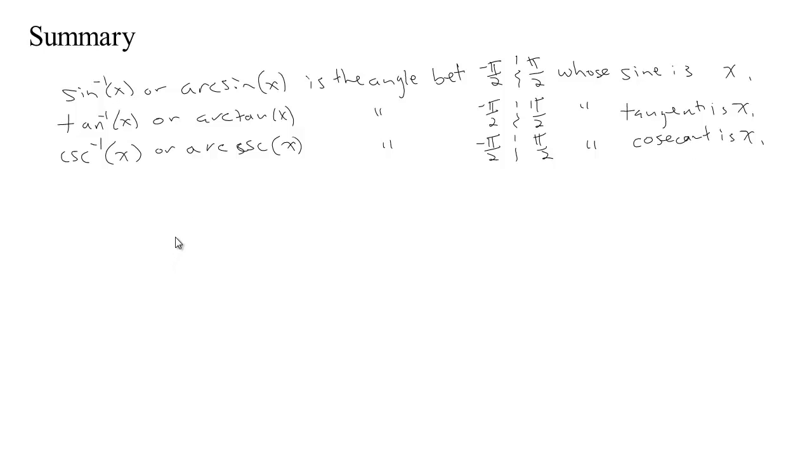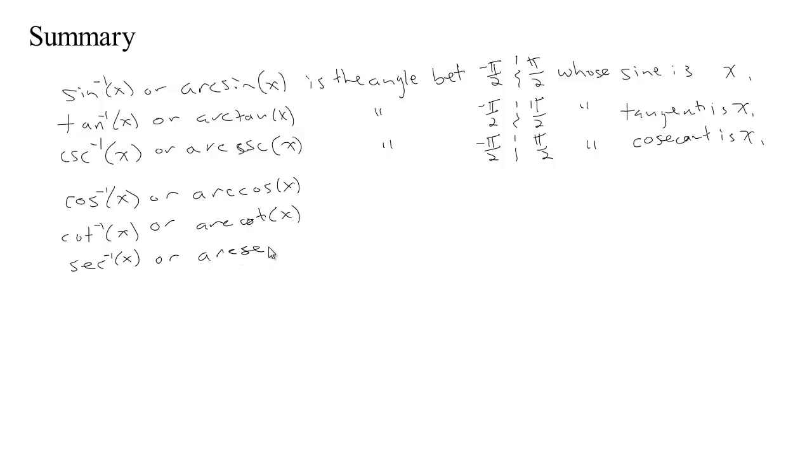And then the other three that go together are the cosine inverse, the cotangent inverse, and the secant inverse. Right, and the other name they go by would be the arc cosine of x, the arc cotangent of x, and the arc secant of x. Those are all angles between 0 and pi. Okay, so the arc cosine is the angle between 0 and pi whose cosine is x.